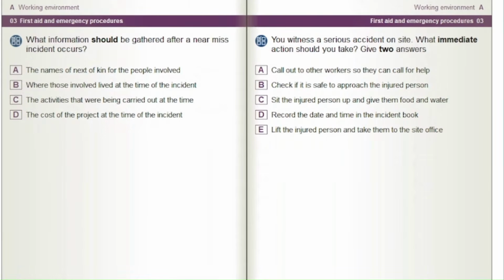What information should be gathered after a near-miss incident occurs? The names of next of kin for the people involved. Where those involved lived at the time of the incident. The activities that were being carried out at the time. The cost of the project at the time of the incident.